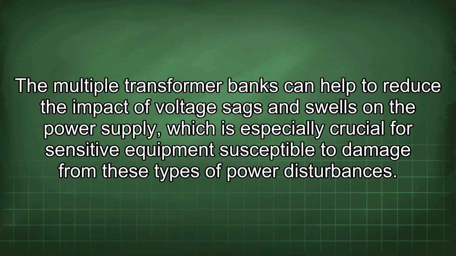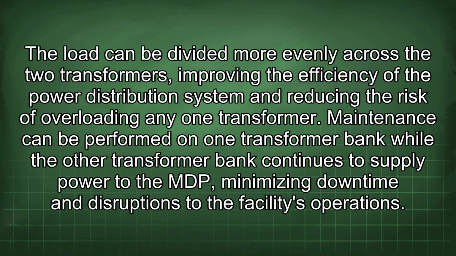The multiple transformer banks can help to reduce the impact of voltage sags and swells on the power supply, which is especially crucial for sensitive equipment susceptible to damage from these types of power disturbances. The load can be divided more evenly across the two transformers, improving the efficiency of the power distribution system and reducing the risk of overloading any one transformer. Maintenance can be performed on one transformer bank while the other transformer bank continues to supply power to the MDP, minimizing downtime and disruptions to the facility's operations.